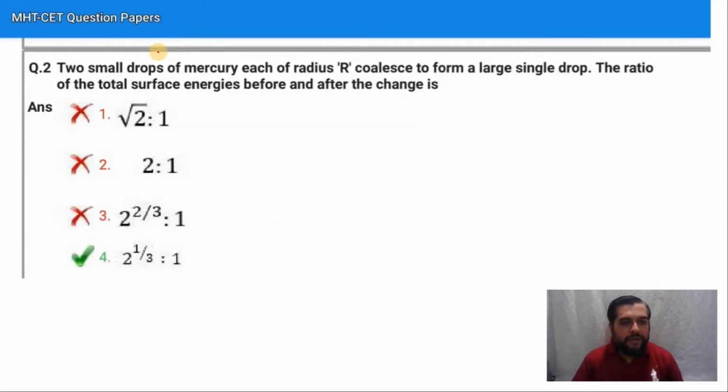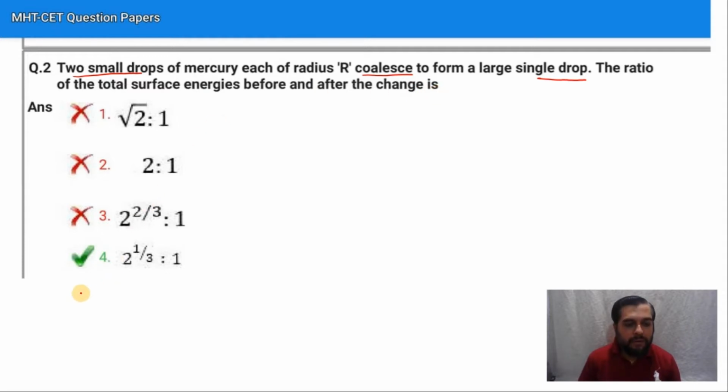Okay, look at the second question. I'll read the question for you. Two small drops of mercury, each of radius capital R, coalesce into a large single drop. The ratio of the total surface energy before and after the change is. Now this question is from the chapter surface tension. Two small droplets are combining or coalescing to form a single drop, and they are asking us the total surface energy before and after the change.